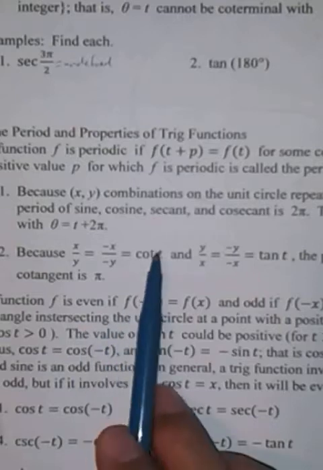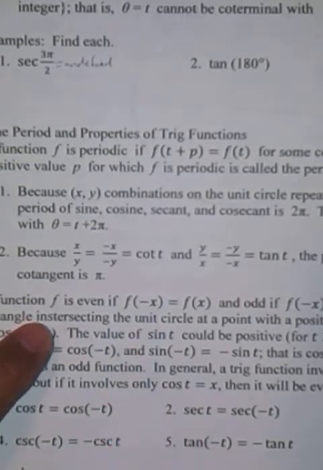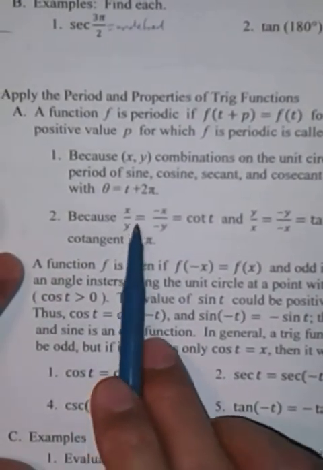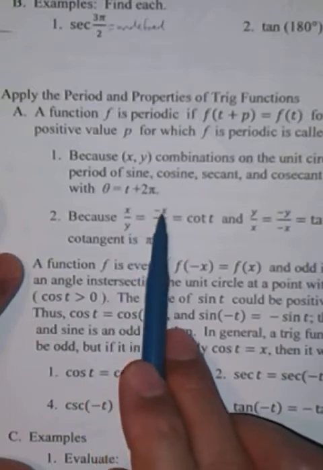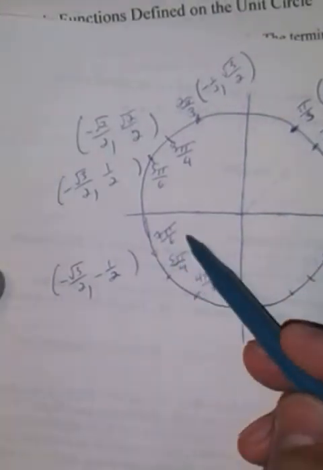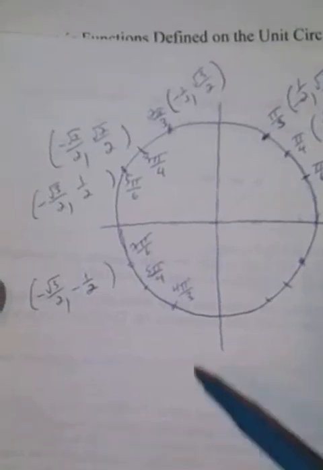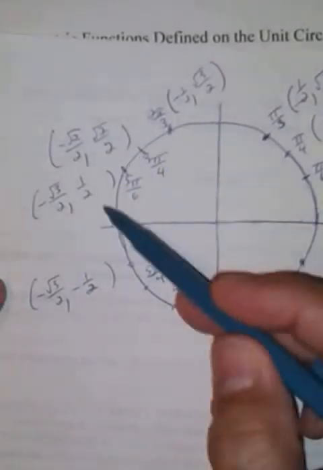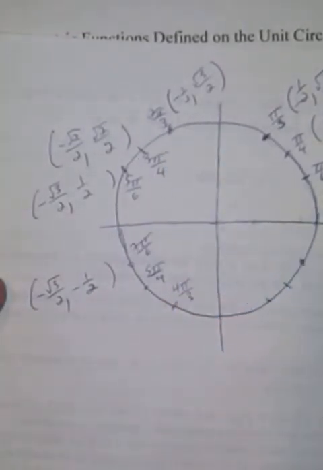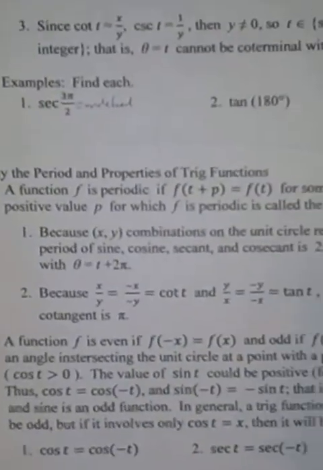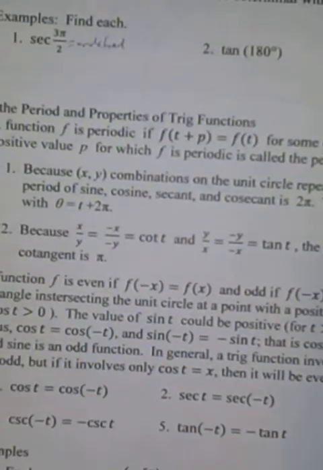What about tangent and cotangent? I didn't mention them. Why is that? Well, because x over y will give you the same value as negative x over negative y. That means tangent values over here repeat over here, where you have negative, negative. And when one is negative, these values repeat over here. So they have a period of only pi.